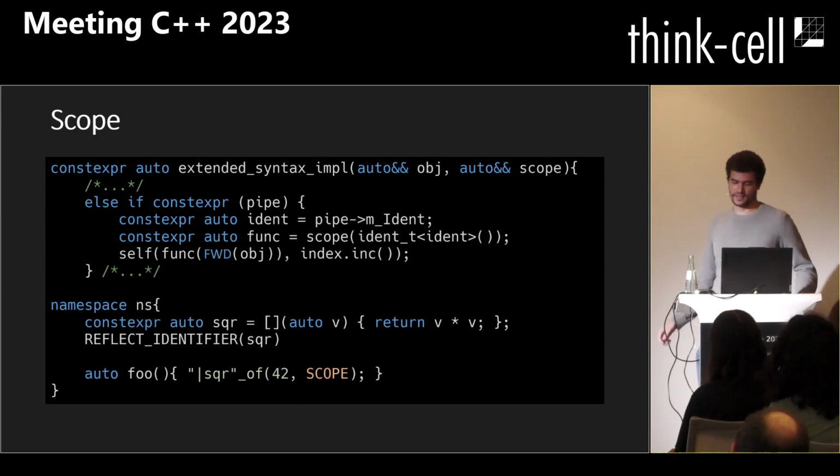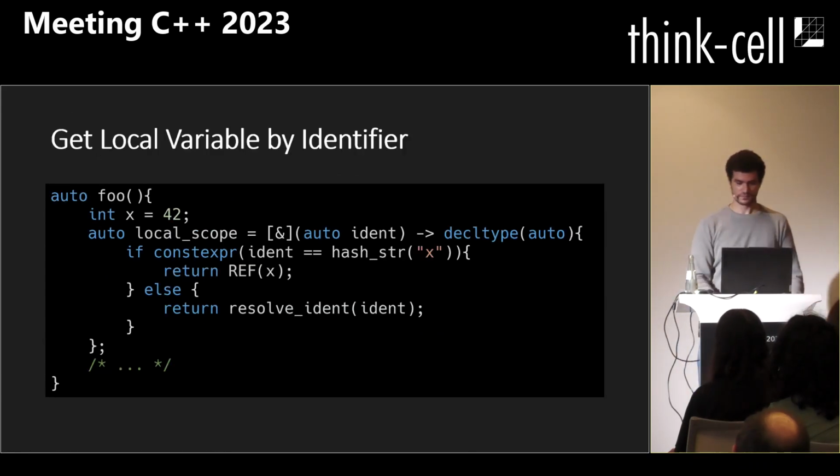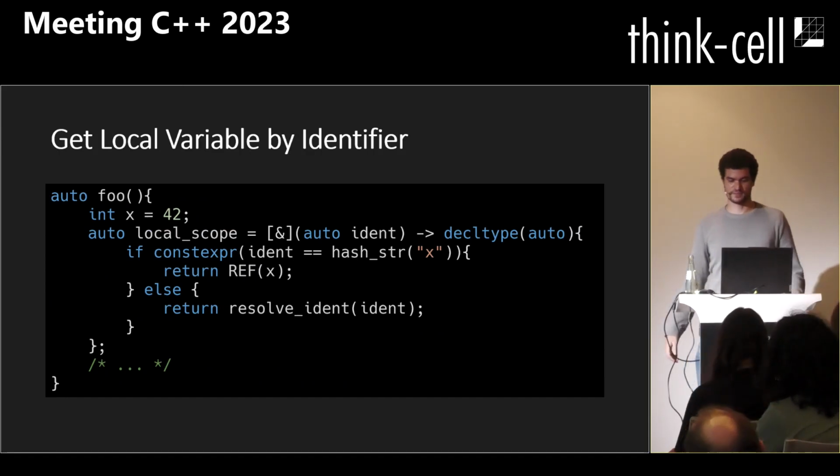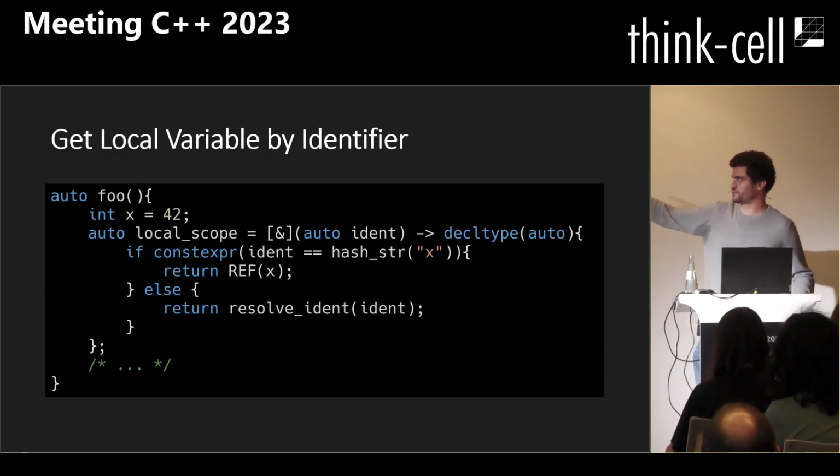We can refactor the lambda that calls resolve identifier into a macro, which we will call scope. Because our scope is just a lambda, we can also create one that maps an identifier to a local variable. In this case, if it will pass an identifier of the string x, we can return the x local variable.